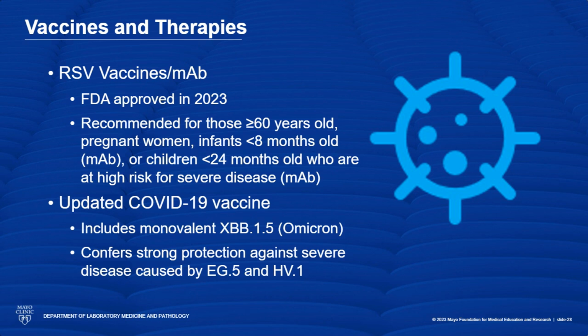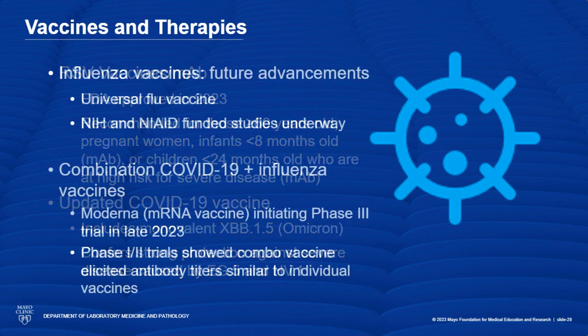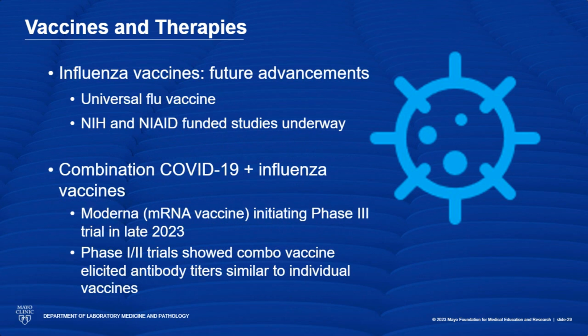Again, EG5 and HV1. I want to finish up with influenza vaccines and therapies, so the future advancements. Of course, the holy grail is a universal flu vaccine where we don't have to have an annual vaccine booster. And there are studies underway at the NIH and NIAID to look at the development of a universal flu vaccine. Also, combination COVID and flu vaccines.